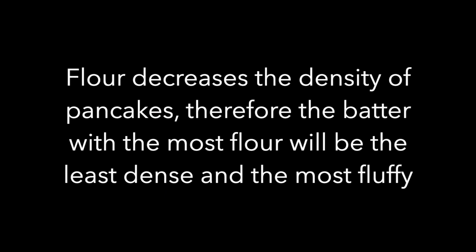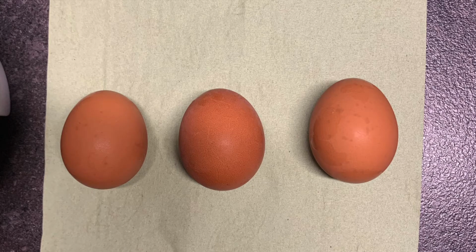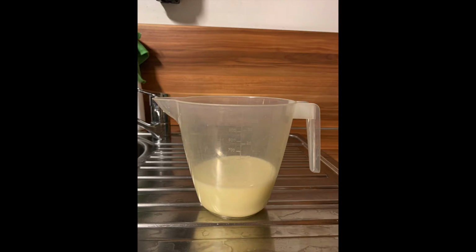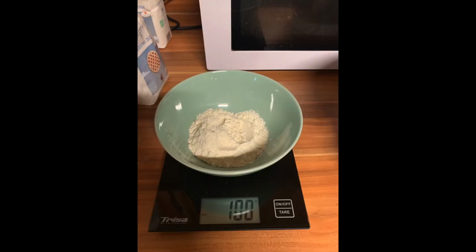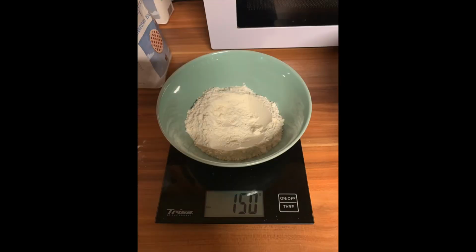From these scientific facts, our hypothesis was: flour decreases the density of pancakes, therefore the batter with the most flour will be the least dense and the most fluffy. The recipe we used for our pancakes was very simple. We used oil, eggs, flour, and milk. For each of the trials, we used 3 eggs and 250 milliliters of cow milk. To prove our theory, we needed to conduct multiple trials, and we decided to do 3. One with 100 grams of flour, one with 125 grams, and one with 150 grams. We mixed all of our ingredients and started cooking.